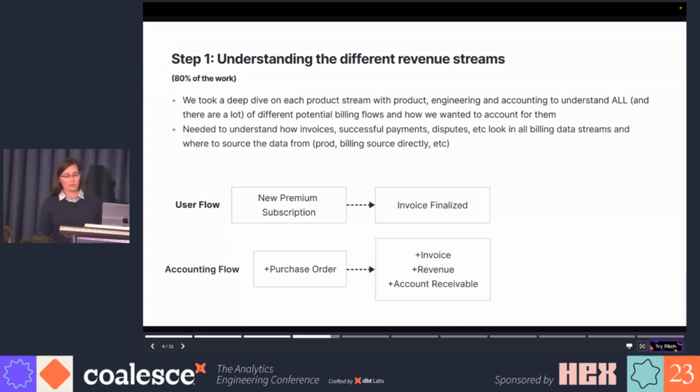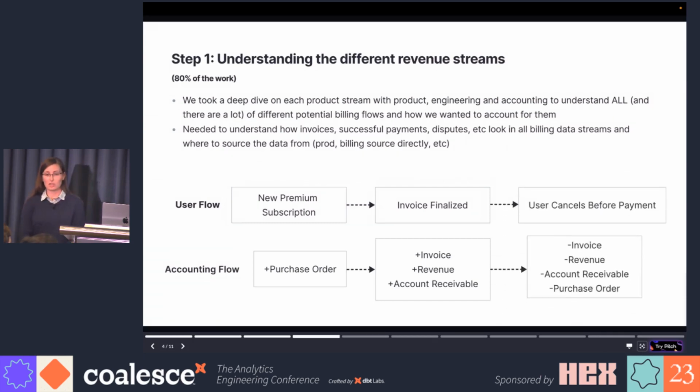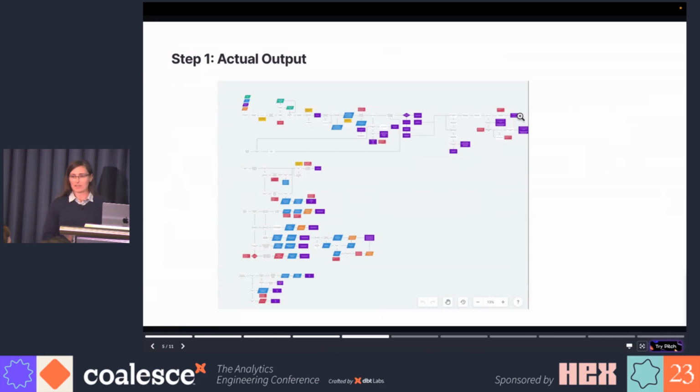Unlike the coffee example, this user actually decides to cancel before they make a successful payment. And so on that side, we're going to see things happen a little differently. We're actually going to negate invoice, revenue, accounts receivable, and purchase order all in one fell swoop. Why? Because the user no longer has an active subscription. They never paid us, and so we do not want to be counting revenue for that given invoice. Again, this is one example. Here's what it actually looked like.